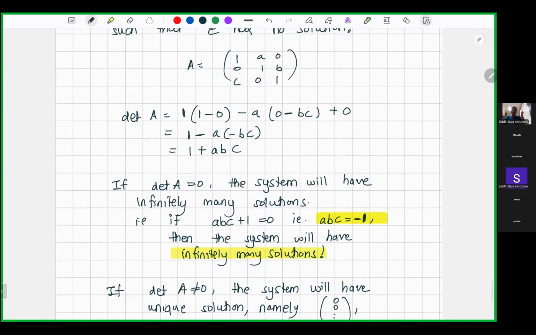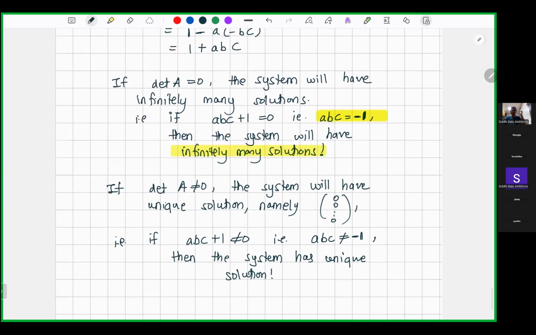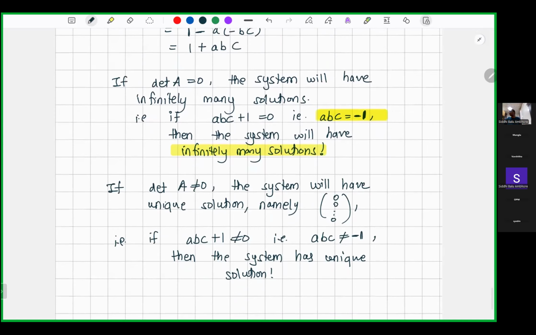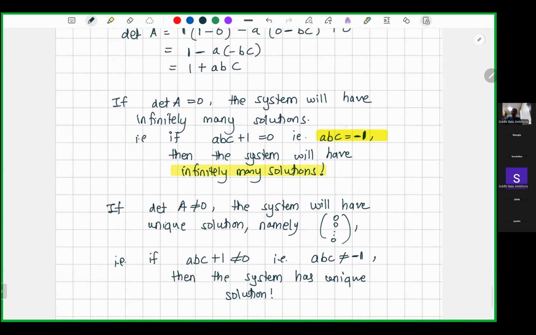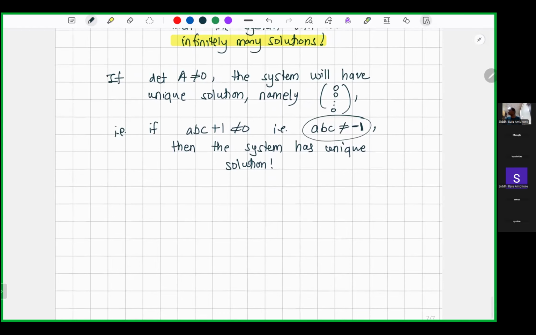Good. I hope so far it was easy to understand, because we are dealing with a homogeneous system of equations. It becomes easy. And this specification of ABC is enough for you to conclude whether the system has a unique or infinitely many solutions. I hope this was okay. So let's move to the next question.